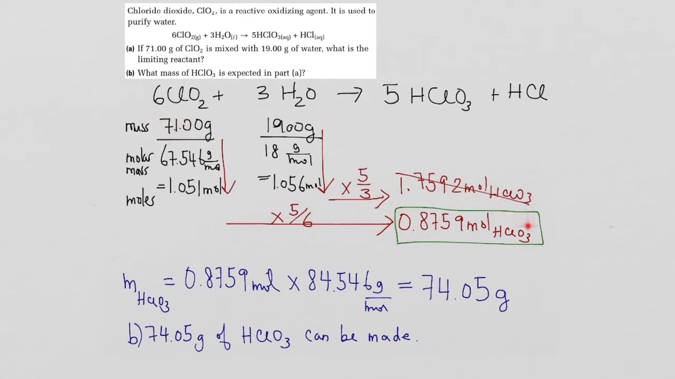And so this is the amount of product that will actually be formed, assuming 100% yield. In question B, we then multiplied by the molar mass of this product. So we have 0.8759 moles. We multiplied it by the molar mass of the product, which is 84.456, to get 74.05 grams. So that tells us the mass of the product that can be made.